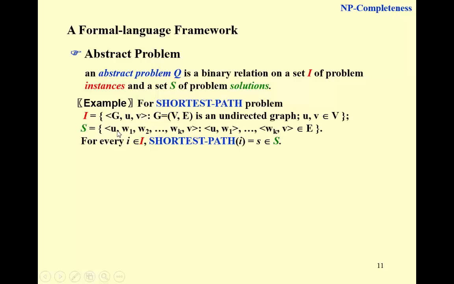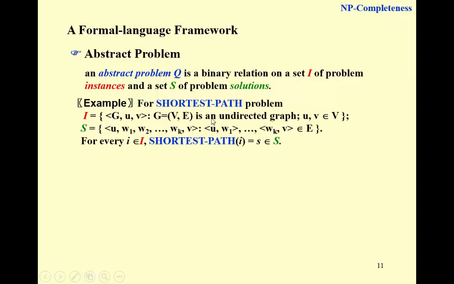So the solution is the set of paths from u to v, consisting of only those edges in the edge set of the given graph. So for every instance I, instance means for any specific graph and any specific pair of vertices u and v, shortest path is the name of this abstract problem. Okay, and we can understand it as a kind of function that maps each specific input into a solution, an instance in the solution set.